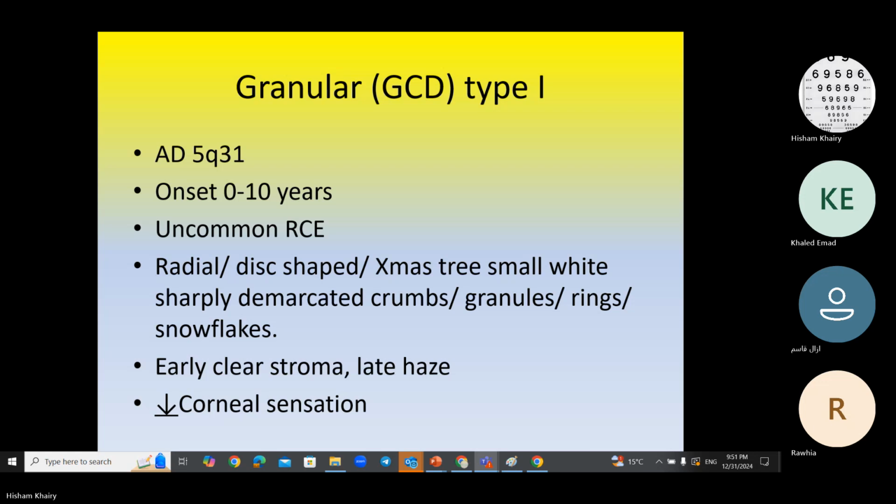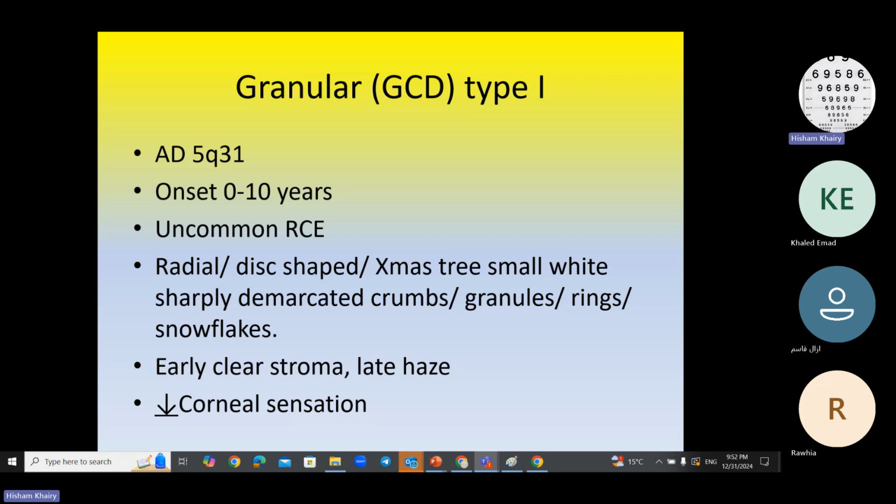So moving forward, with stromal dystrophies, there is granular corneal dystrophy type 1, which is also dominant, and has been related to chromosome 5, long arm, position 31. It may start at a very young age, usually before 10 years. Recurrent corneal erosions are uncommon.